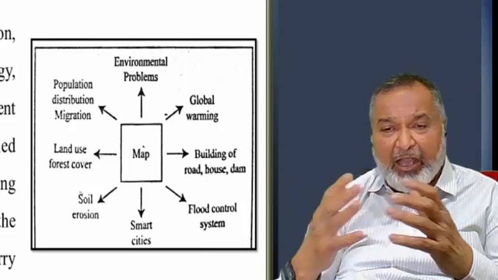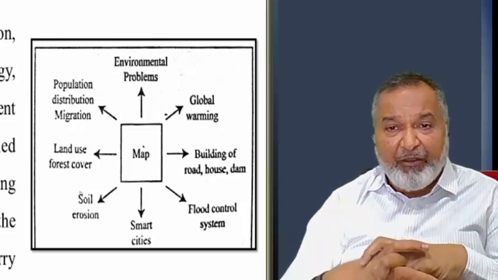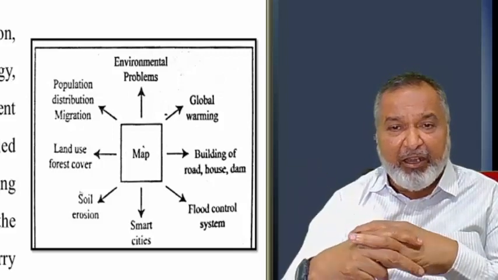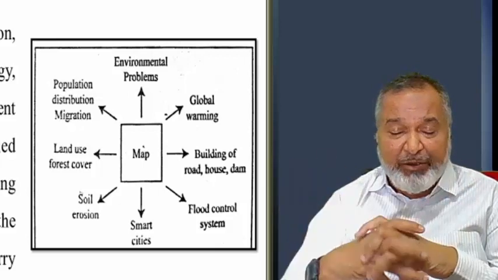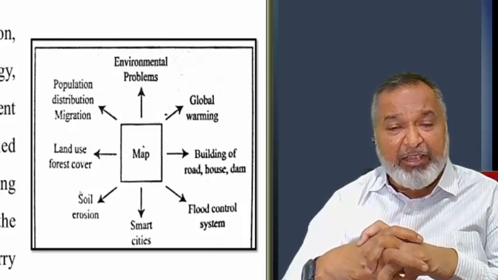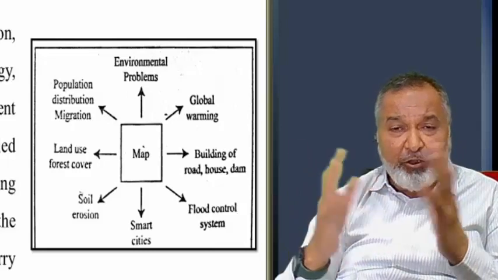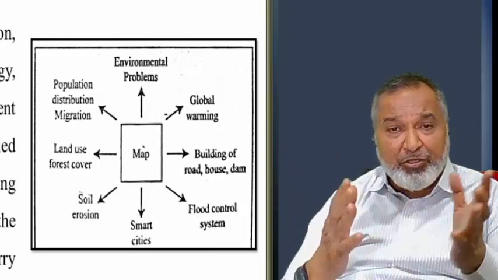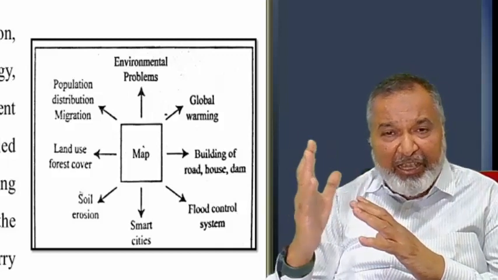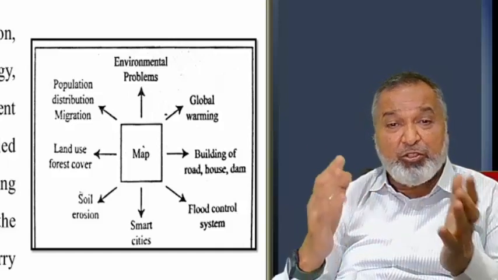Building of roads, houses, and dams: we require maps. Flood control systems, that is disaster management, we require that too. Then smart cities. It has been announced by the government, and for this the maps are required for planning. Soil erosion: due to soil erosion we have had huge disasters in the northeast areas last year, and this year also. Then land use of the forest.